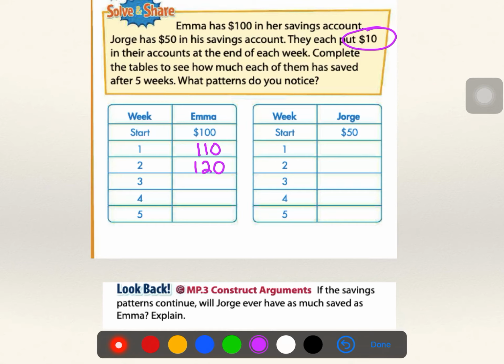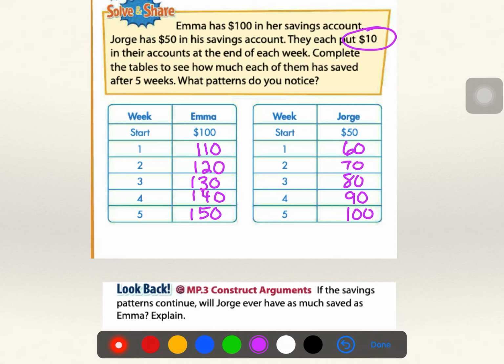How much will Emma have after 5 weeks? Yes, she's going to have $150. And Jorge will have $100. But that's not the question. Yes, we need to add $10, but the question is what pattern do we notice?